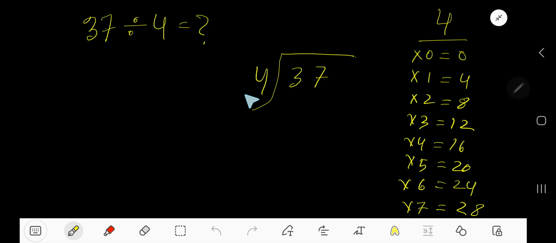37 divided by 4. Here 4 is a divisor, so we need the multiplication table of 4. 4 times 0, 0. 4 times 1, 4. 4 times 2, 8. 4 times 3, 12. To find out the multiplication table of 4, just start with the previous step.